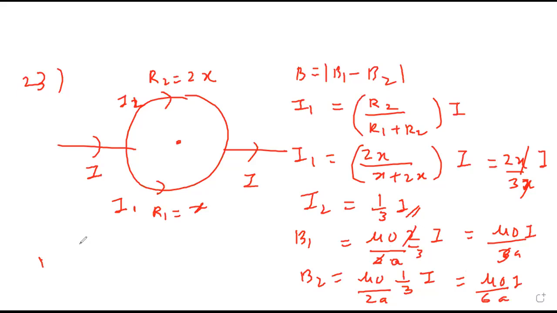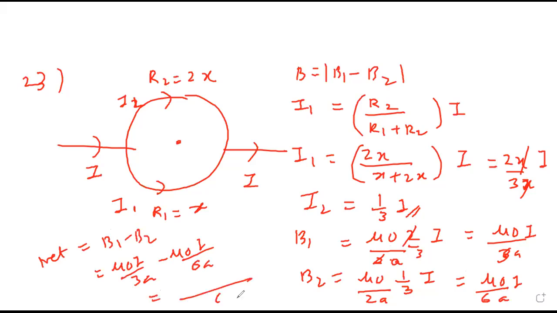Therefore net field is B1 minus B2, mu naught I upon 3A minus mu naught I upon 6A. LCM will be 6A. This is 2 times mu naught I minus mu naught I. Final answer, mu naught I upon 6A.